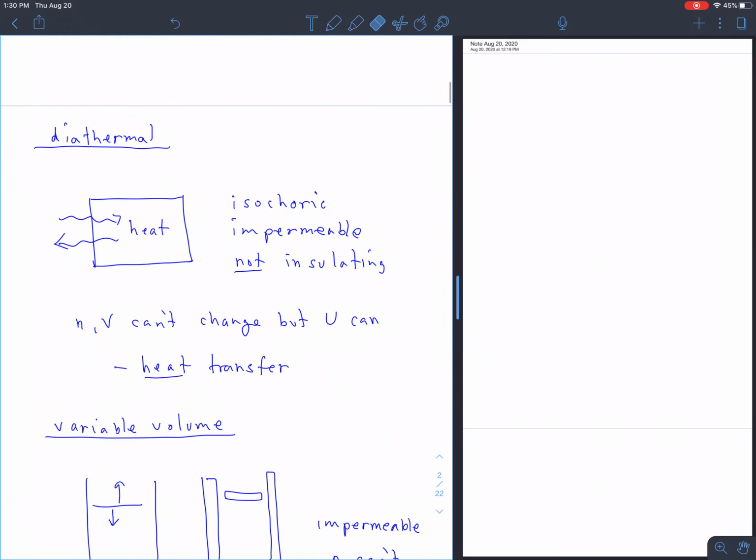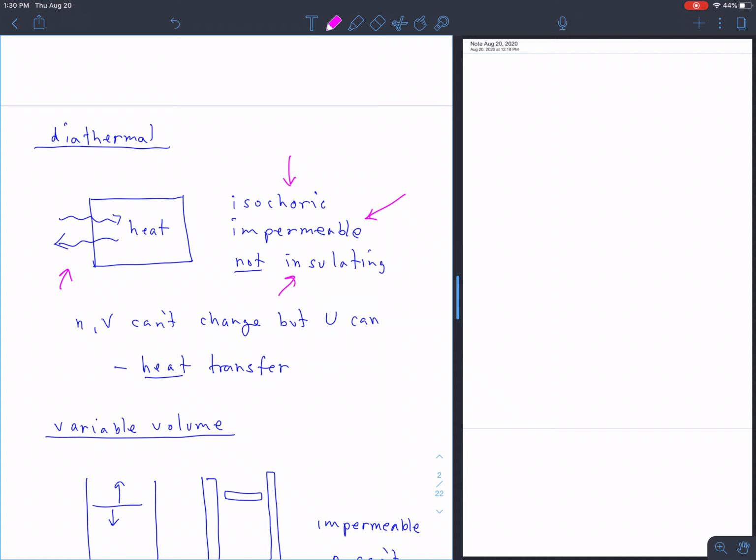Next is diathermal walls. These are walls that are still isochoric, volume can't change, and still impermeable, no mole flows, but they're not insulating, so heat can flow in and out. And now that means that there's some interaction between the system and the surroundings. It's kind of a weak interaction. It's just a loss or gain of heat from the system to the surroundings, but it is still a type of interaction. The surroundings can now affect what's going on inside the system.